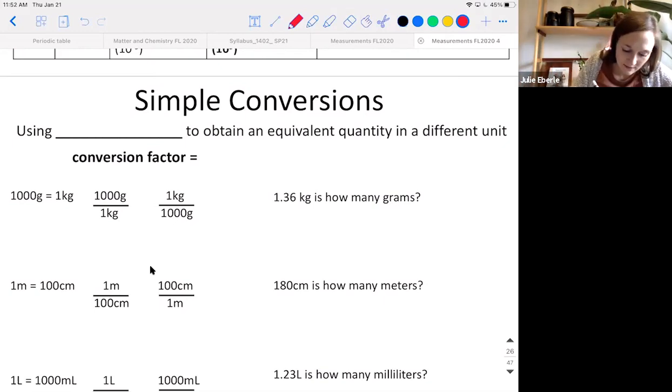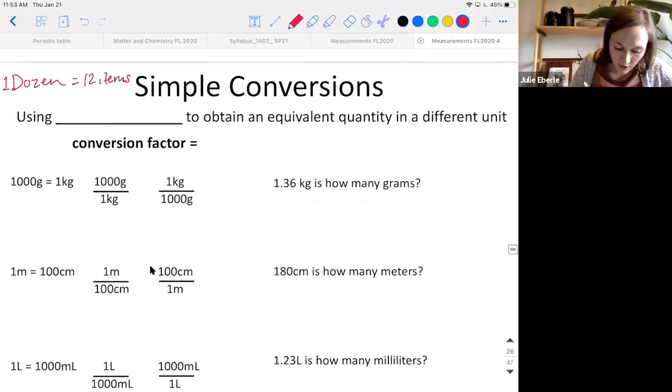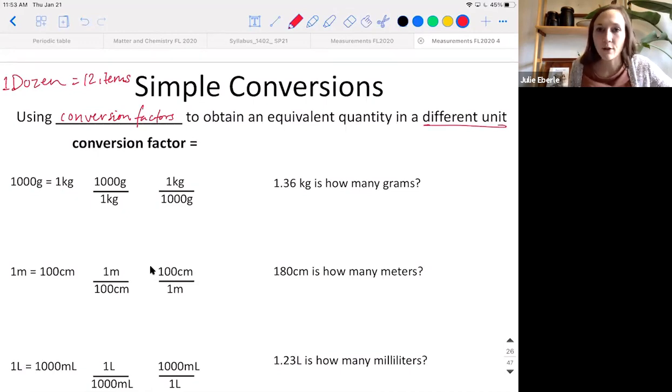The word dozen: 1 dozen equals 12 items. This is a relationship. We're gonna use stuff like this all the time. So instead of individual eggs, you can now talk in units of dozens. That's what a conversion is. That's what we're gonna be doing, just with grams and nanograms and milliliters and all that fun stuff. So we're gonna use conversion factors to obtain an equivalent quantity, just with a different unit.